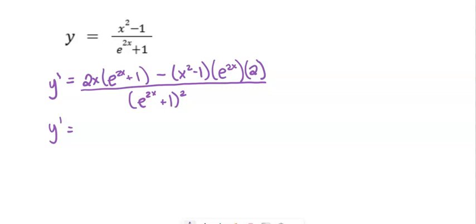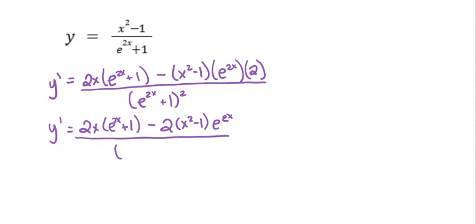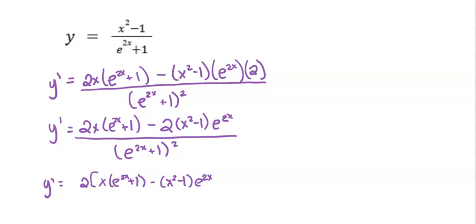I'm just going to reorganize this a little bit. And we have a 2 times x squared minus 1 times e to the 2x. I'm going to look for any common factors just so I can simplify further. All I see here is this 2 right now. I'm good with the 2 out front. All over e to the 2x plus 1 all squared. Okay, that's it for that.